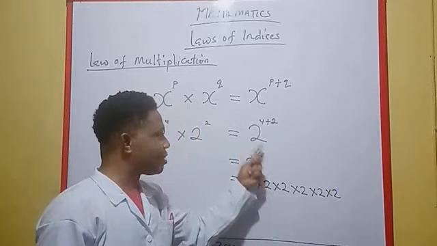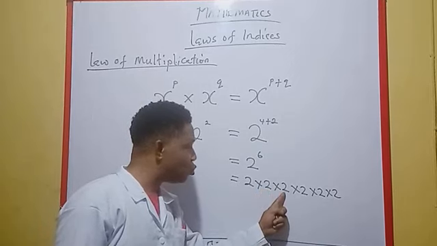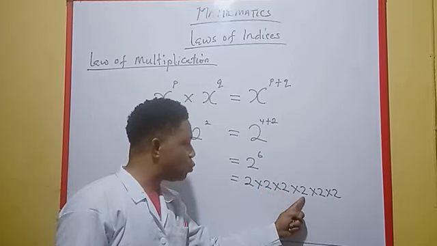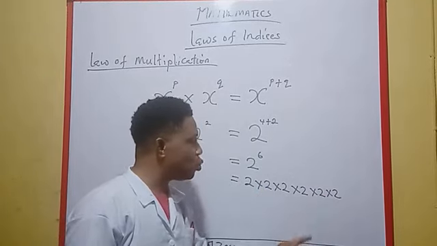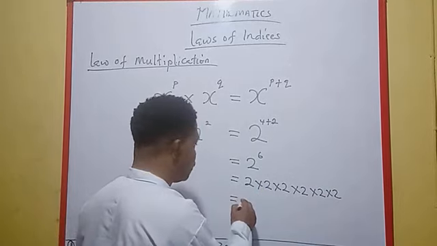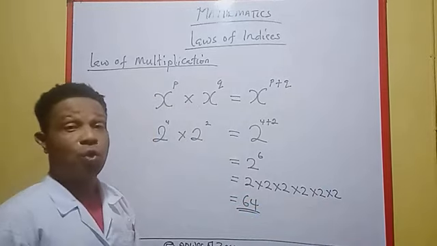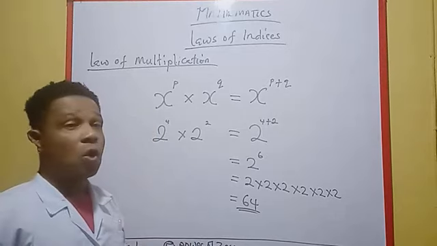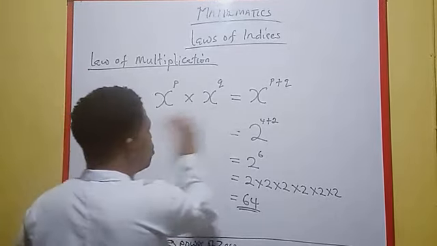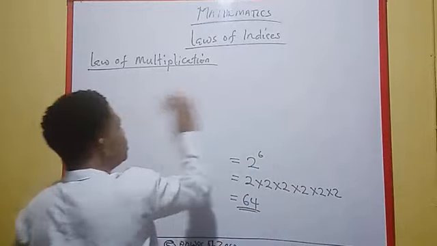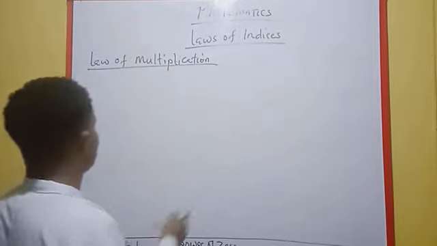So 2 raised to power 6 will be 2 times 2, 4, 4 times 2, 8, 8 times 2, 16, 16 times 2, 32, 32 times 2, 64. And that will give us 64. So our answer is what? 64. So this is the law of what? Multiplication.